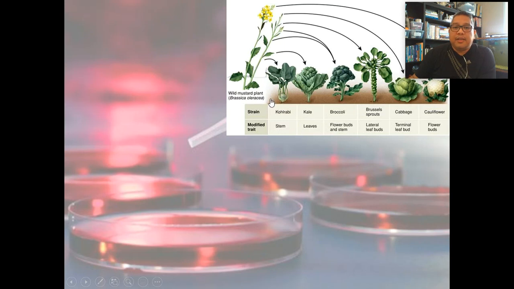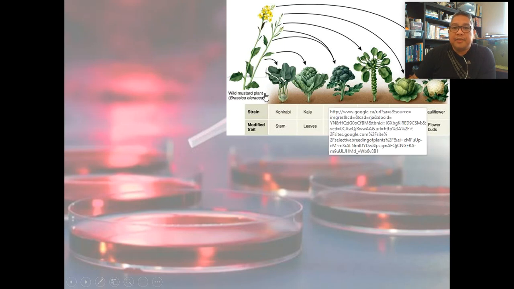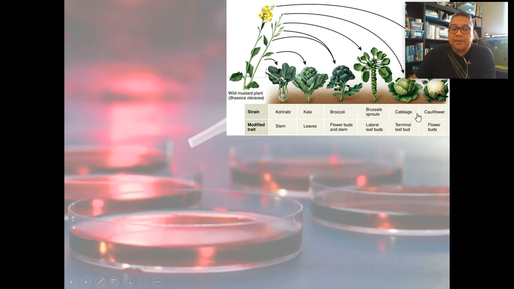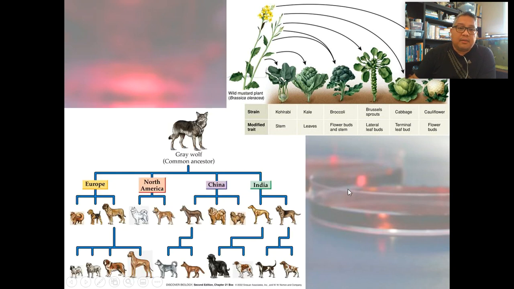Another example would be mustard here. So it started from here, and now it becomes leafy, right? And if you just look here, you have different types of products coming from artificial selection. Say for the dogs, right? Artificial selection can be done by humans for dogs too.